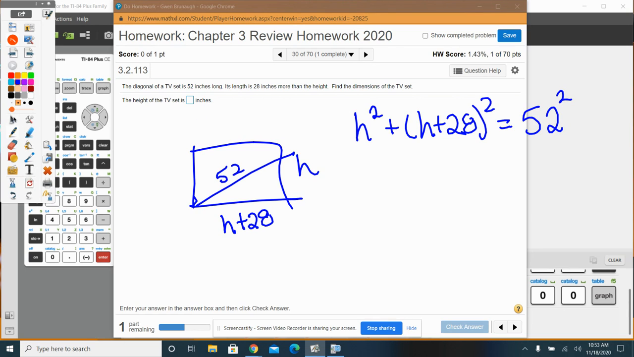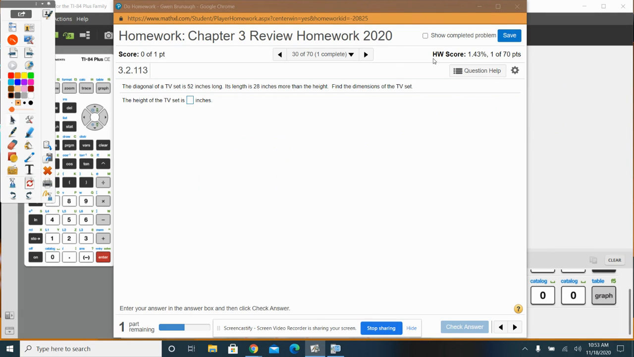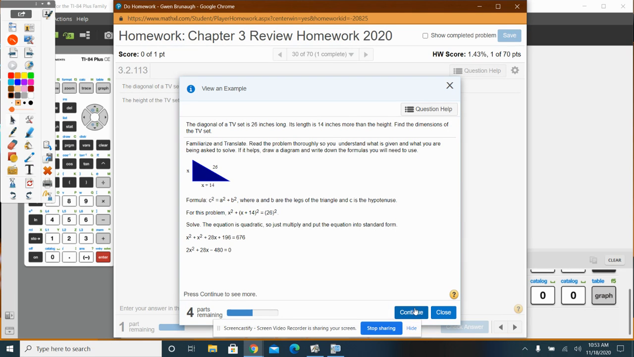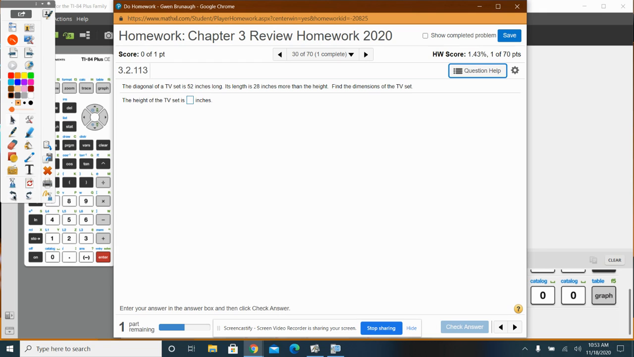I'm actually going to view an example here. I don't believe this is one on the test, but I'm going to view an example to make sure that's just how they wanted us to do it. Yep. It just didn't seem like some of our other problems, because it's going to give us a quadratic.